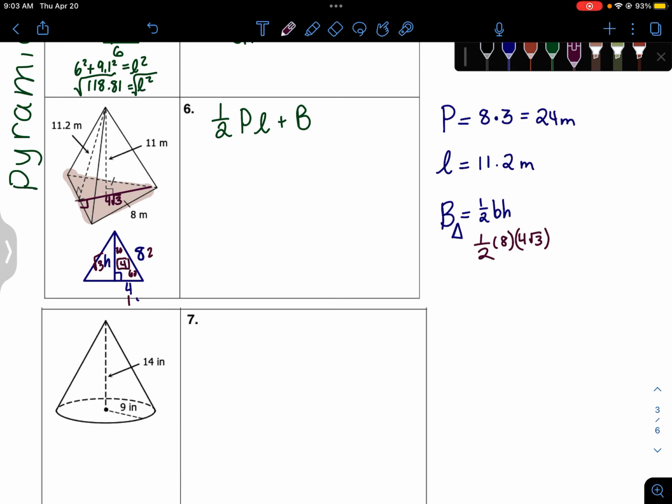So what I'm going to put in my calculator is 1/2 times 8 times 4, meaning I'm going to multiply everything except for the radical. And so I find that the area of my triangle is 16 radical 3 square meters.